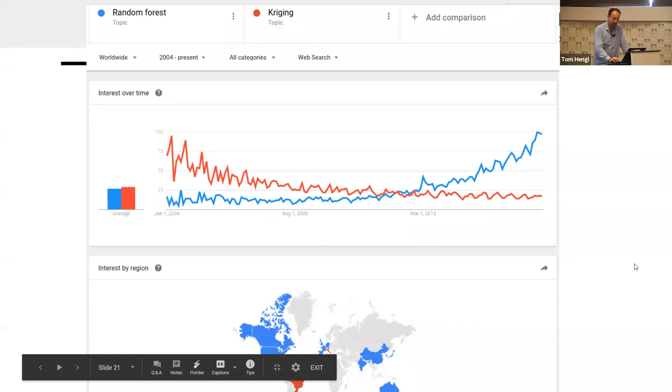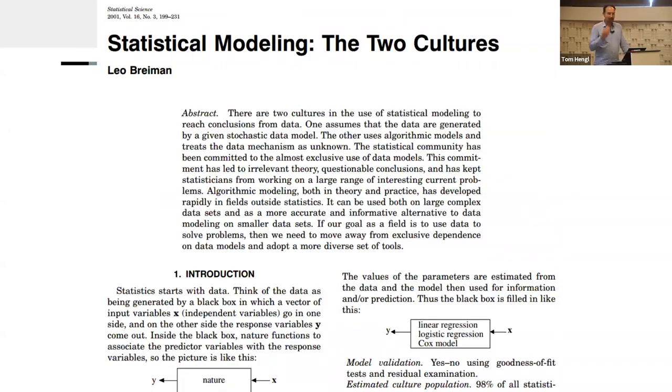And there's this famous article. If you have time, please read it. It's a really fantastic article called Two Cultures. It's written by the person who basically developed the first version of random forest. It's about, the way I understand it, you have this purely data culture where you say, I have no assumptions about structure, distribution, anything.